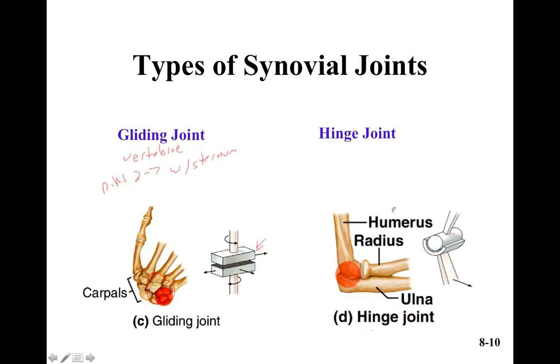Hinge joints act just like a hinge, where you have a convex surface of one bone that fits into the concave surface of the other bone. Elbow, knee, and your interphalangeal joints. So elbow, knee, and interphalangeal joints are all types of hinge joints.